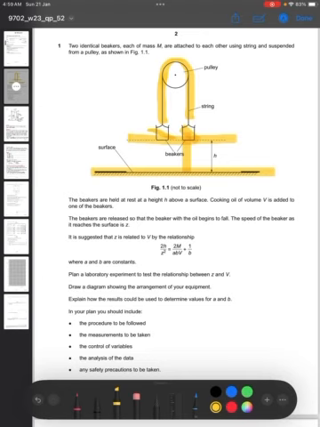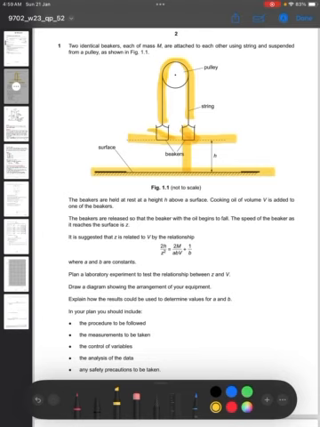It is suggested that Z is related to V by that relationship where A and B are constants. Plan a laboratory experiment to test the relationship between Z and V. So we want to test the relationship between Z and V. What are we testing? We are testing whether the suggested relationship is correct, is valid. So that's what we are testing.